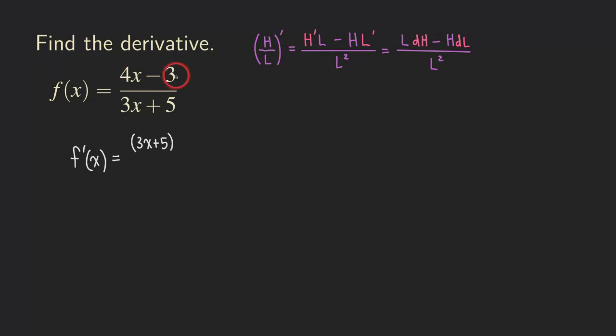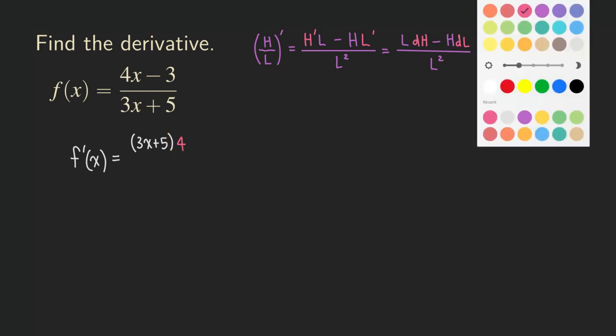And then d high means what? You take the derivative of the top, because that's the high function. We take the derivative of this function, which will give us what? What is the derivative of 4x minus 3? It's just the 4. Okay, so you multiply by 4. And then minus.